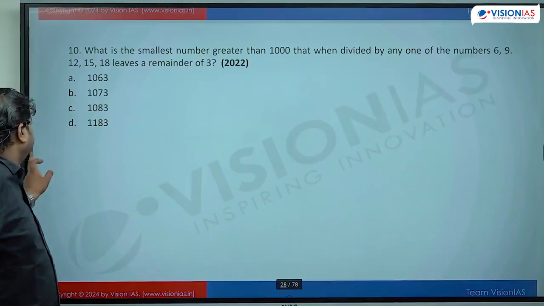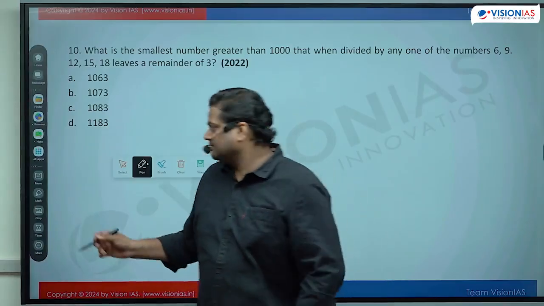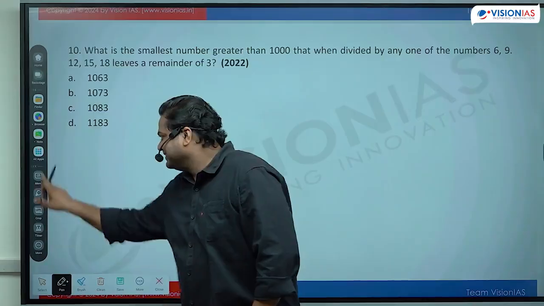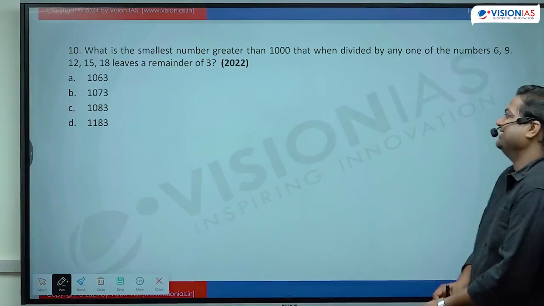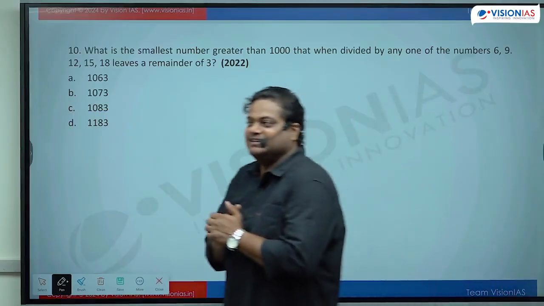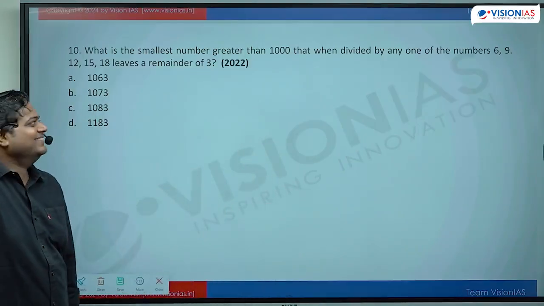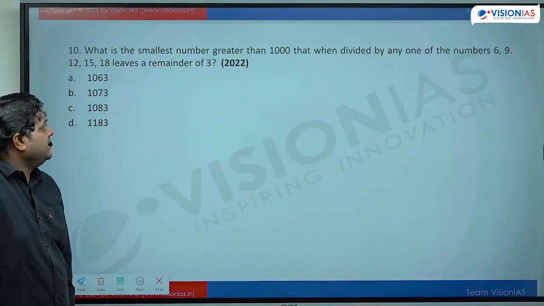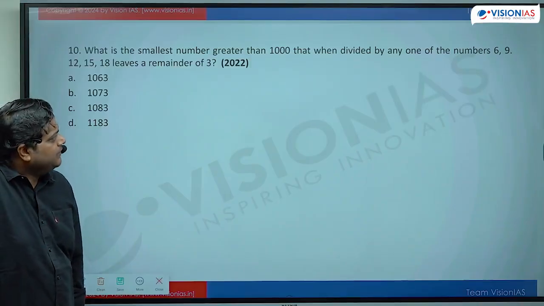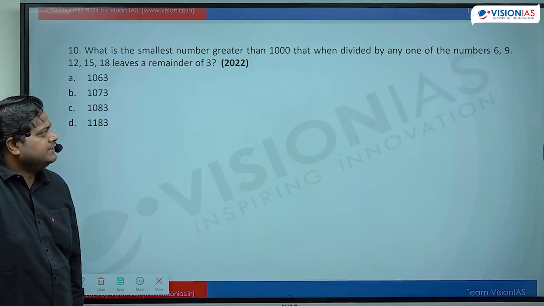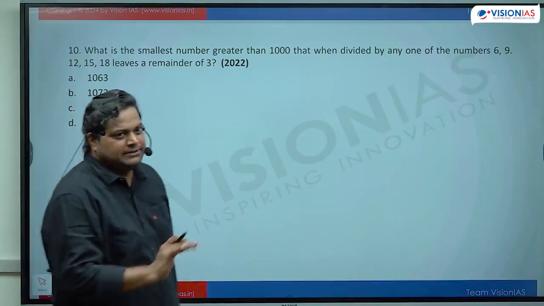See this question. वो तो आएगा ही ना. That is divisibility rule of 9. What is the smallest number greater than 1000 that when divided by any one of the numbers 6, 9, 12, 15, 18 leaves a remainder of 3?